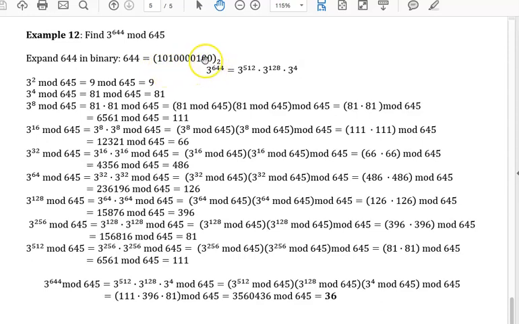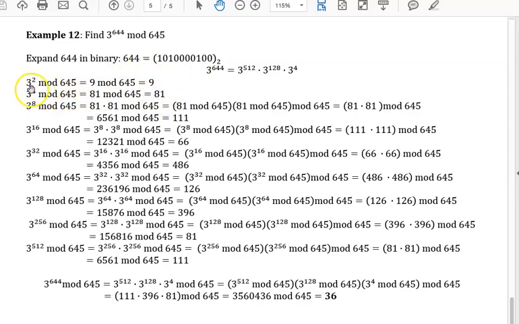So we have positions 0, 1, 2, 3, 4, 5, 6, 7, 8, 9. We see that the non-zero ones are 2 to the 9, which is 512, 2 to the 7, which is 128, and 2 to the 2, which is 4. So we write 644 in powers of 2: 644 is 512 plus 128 plus 4. So we break up this exponent into these 3 different parts. Those are the only non-zero powers of 2 present in 644.